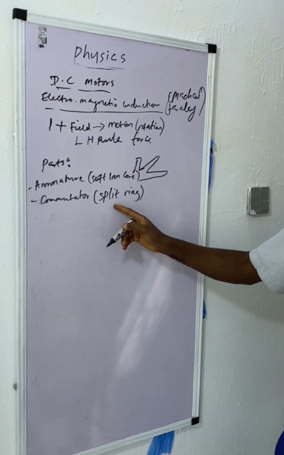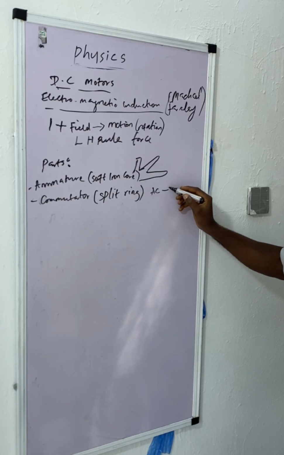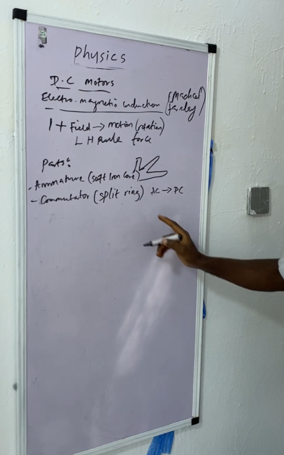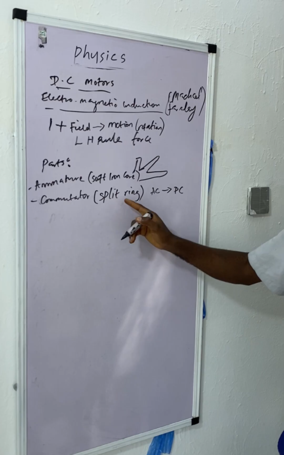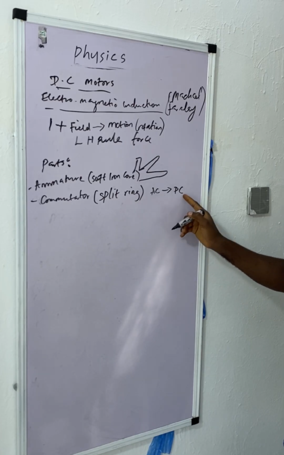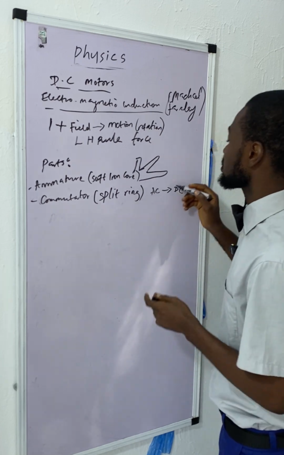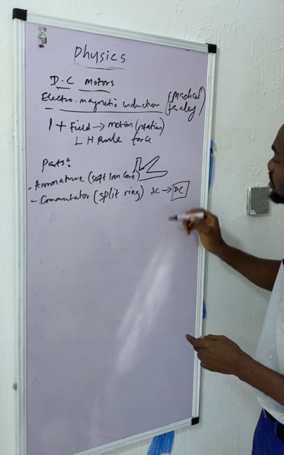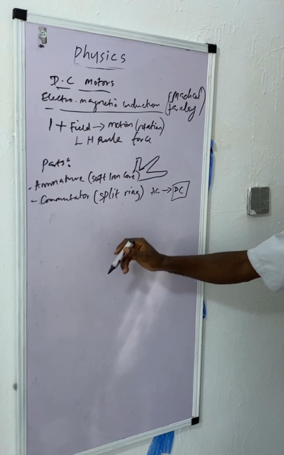What is the function of this split ring? It converts AC to DC if there is a need. But what this split ring does is that it ensures that the current that is coming out is direct current. That is the major function. Ensuring that the current that is coming out is what?